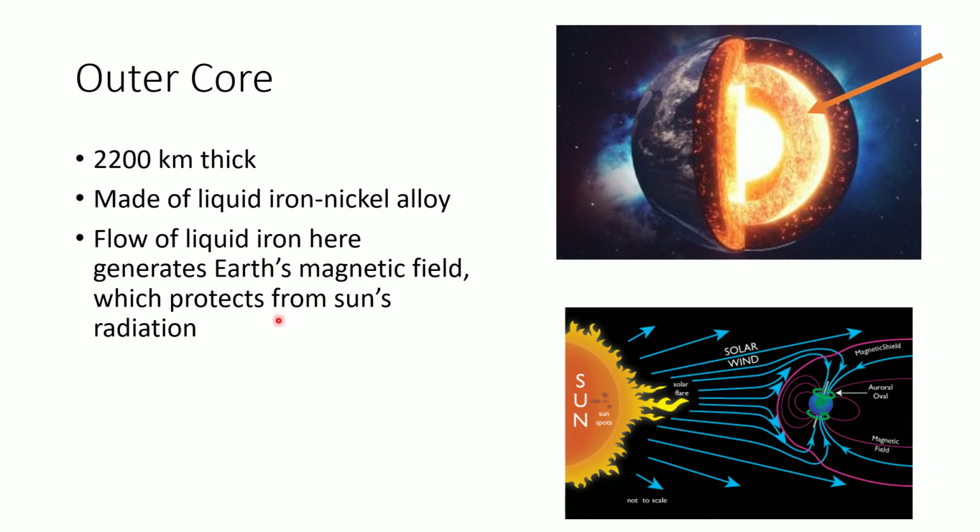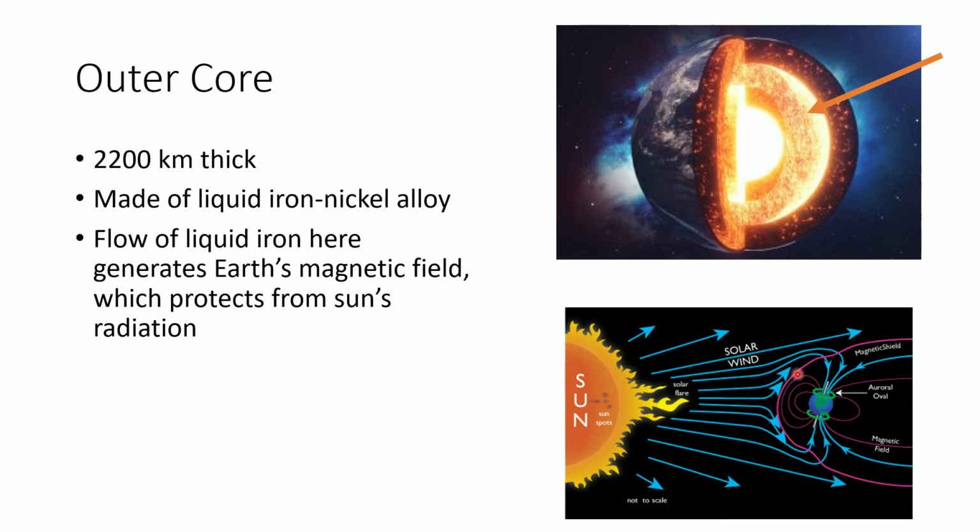And it's really important that we have the outer core of the Earth because the liquid iron flowing around in the outer core is what creates the magnetic field of the Earth. And the magnetic field, you can look in this diagram down here, deflects a lot of the radiation coming from the sun. Remember in the astronomy unit we talked about the solar wind is just the radiation coming off of the sun towards the Earth.